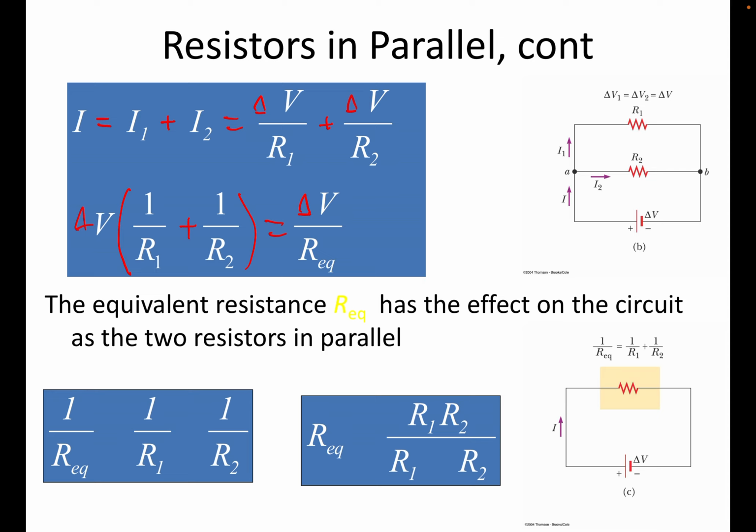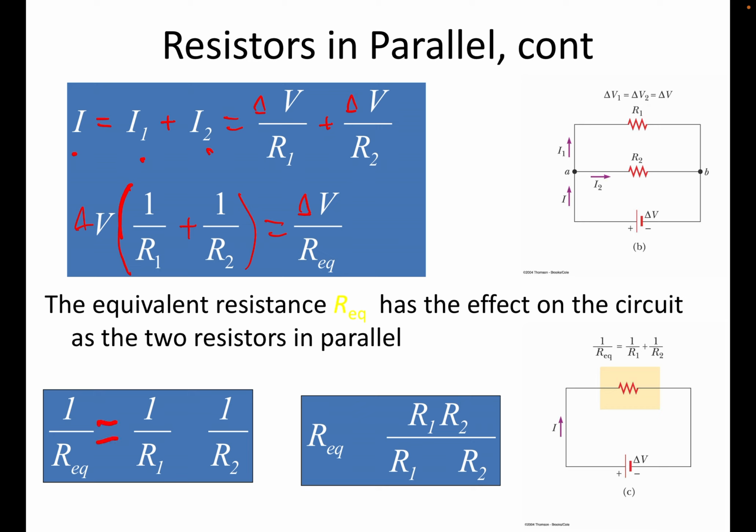Using our rules, we have total current equal to I1 plus I2, but I1 should also equal the potential V over R1. So I1 equals V over R1, I2 equals V over R2. So we find out that total current I is actually V times (1 over R1 plus 1 over R2). And this should also equal V over R equivalent.